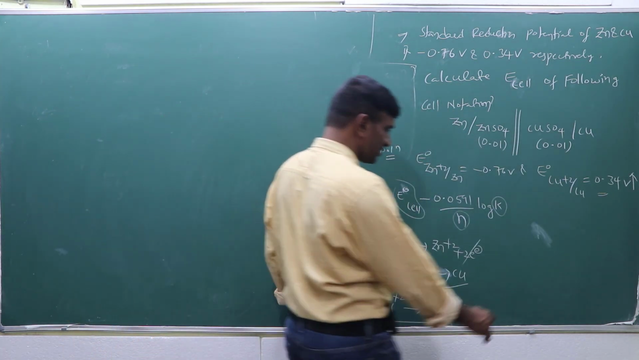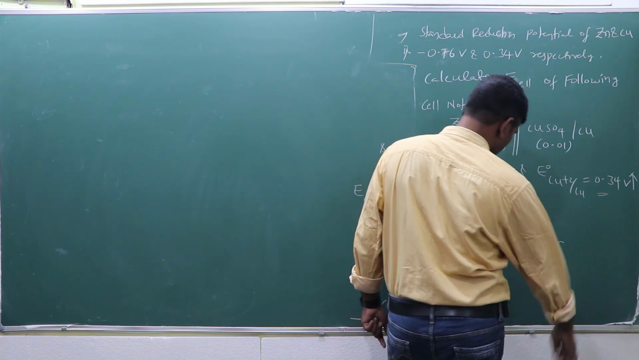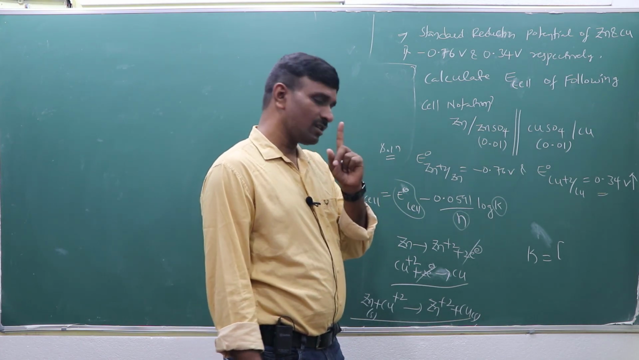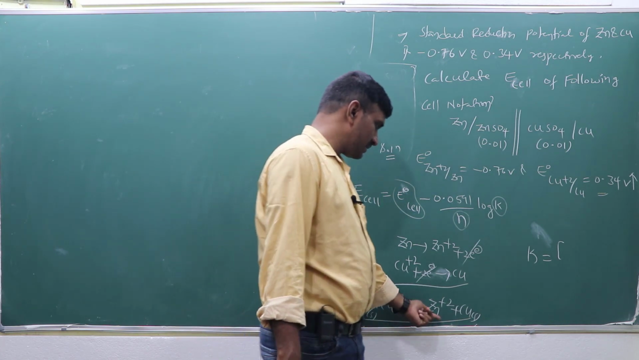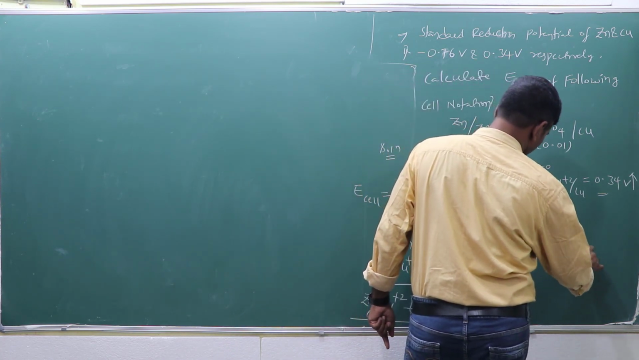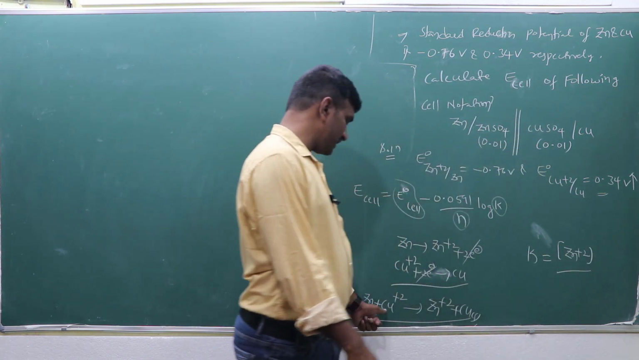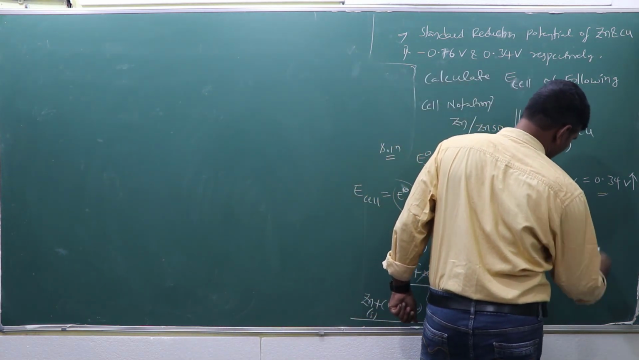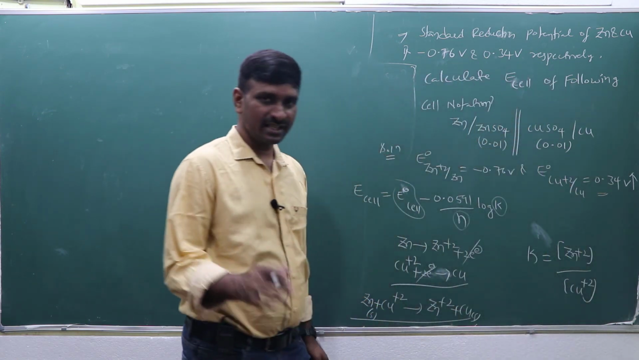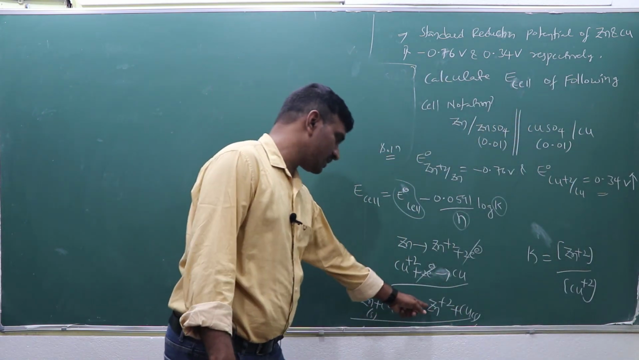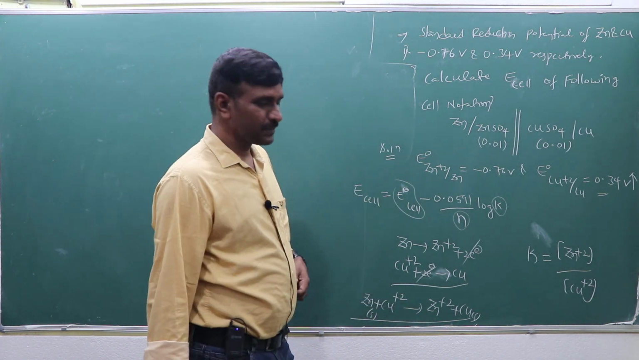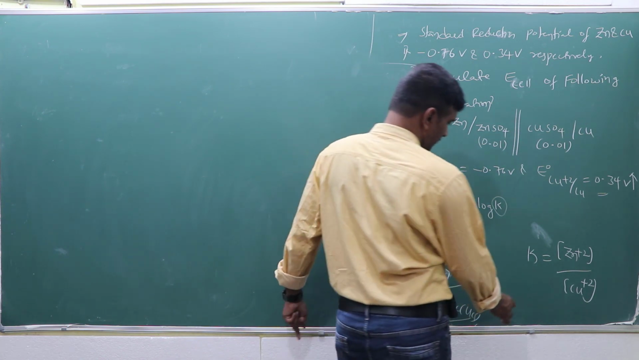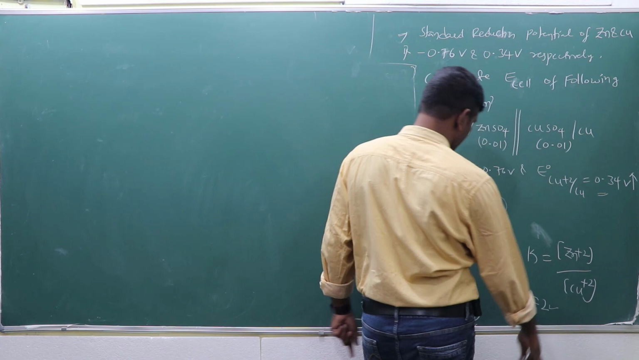From the cell reaction, K is equal to what? Products concentration by the reactants. Now copper solid, which is in solid form, a metal, its concentration will be taken as 1. So K is concentration of zinc plus 2 by concentration of Cu plus 2. Zinc solid is also taken as 1. So K is done. And N is how many electrons transferred? 2 electrons. So N is 2, also known.